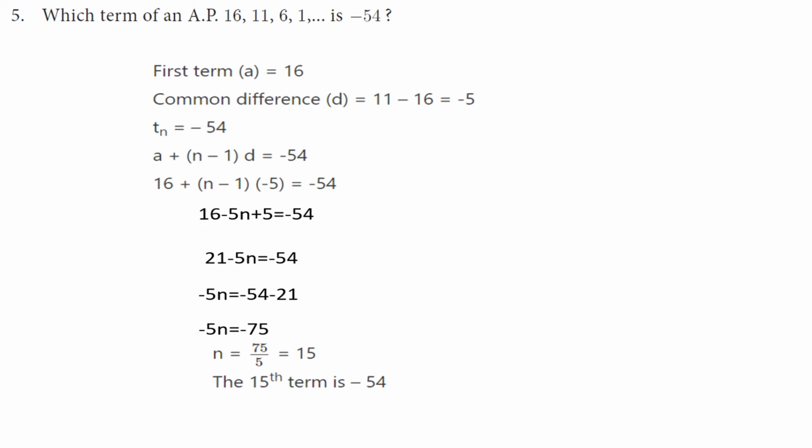That plus 21 on the left hand side goes to the right hand side as minus 21. Therefore minus 5n equals minus 54 minus 21. Minus 5n equals minus 75. Minus minus cancel, n equals 75 by 5, cancelling by 5, we get 15. Therefore, the 15th term is minus 54.